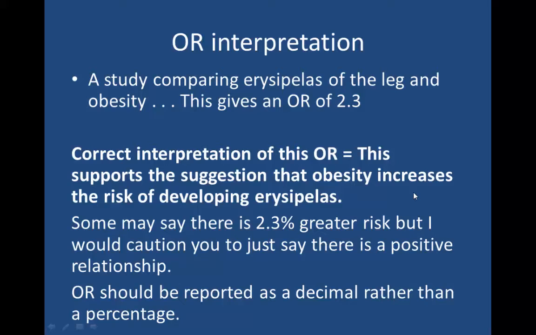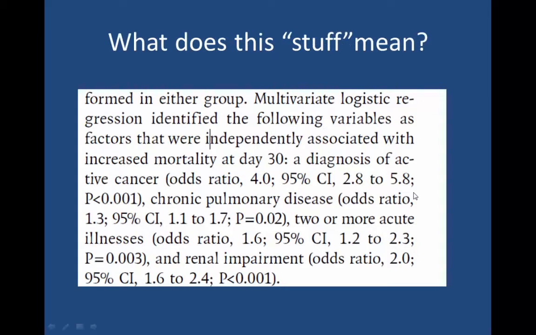Odds ratios should typically remain as a decimal rather than a percentage. So don't fall into the trap of saying that 2.3 is equal to 2.3%, and don't move decimals and say, well, that fixes it all. It does not. The range of values could be from negative numbers all the way up to infinity. And the higher the number, greater than 1, the more likely it is that you'll have that outcome if you have the designated exposure.